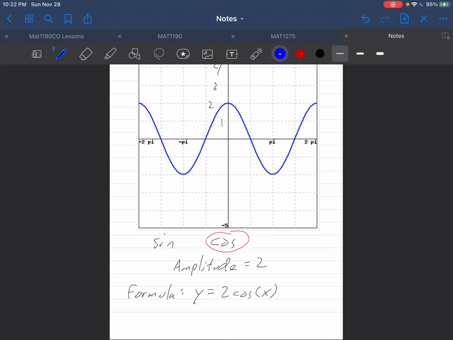Because we're seeing the standard wave happen from 0 to 2 pi, right? It's acting normally there. It's just going higher and lower than normal, and what's affecting that is the amplitude, not the coefficient of x, not b.